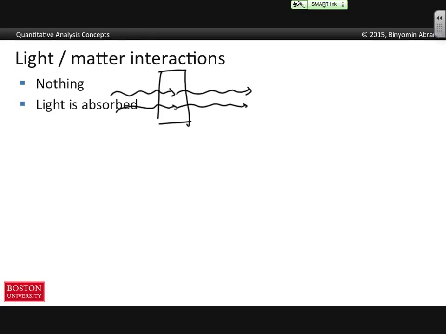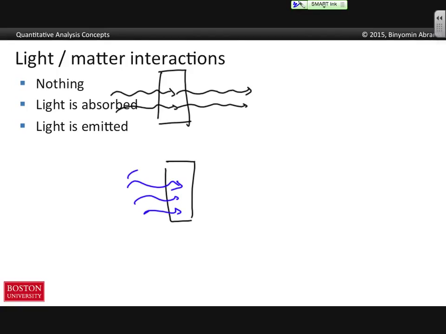Another possibility is that light is absorbed or that light is emitted. What does absorbed light look like? Well, if we have many different light waves coming through, perhaps some of them are stopped by the matter, and this is called absorption. Emission is a very similar thing, where the matter, which is in an excited state initially, starts giving off light and light is emitted.